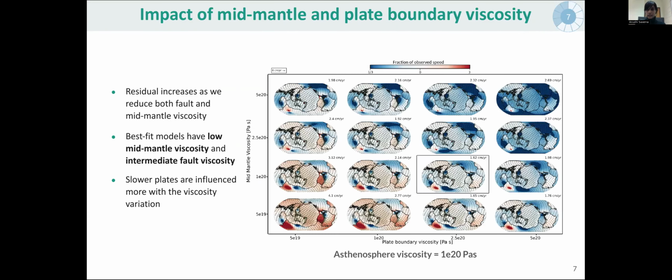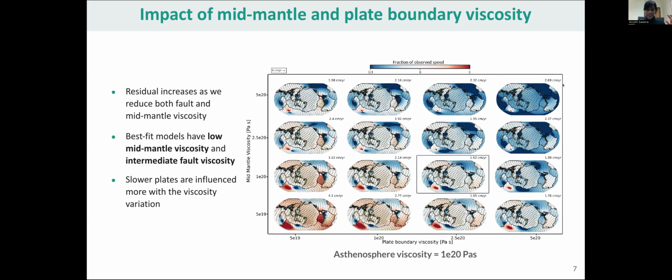So let's look at some results. Here I'm showing you in each subplot a different model that corresponds to one combination of plate boundary geometry, plate boundary viscosity, and mid-mantle viscosity, but it's for one particular asthenosphere viscosity. If we go from left to right, we have increasing plate boundary viscosity, or more resistance for the plates to move with respect to each other. And from bottom to top, we have more resistance for the slabs to go down, or we are increasing the mid-mantle viscosity. In each of the subplots, the blue regions are slower with respect to the GPS observed velocities, and red regions are faster with respect to the GPS velocities.